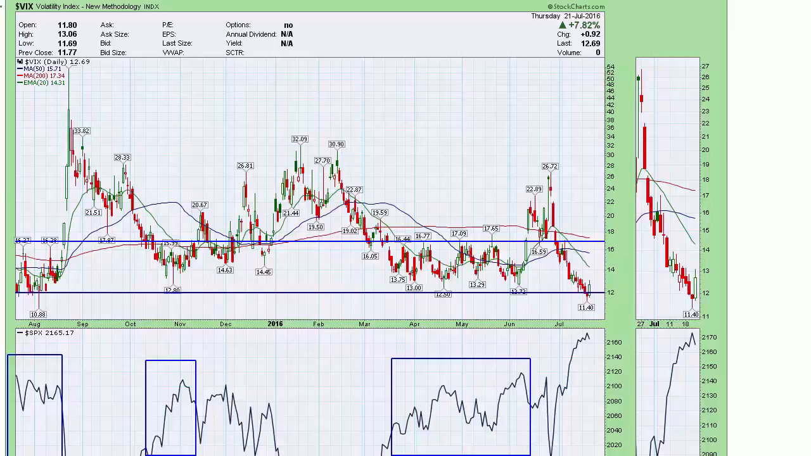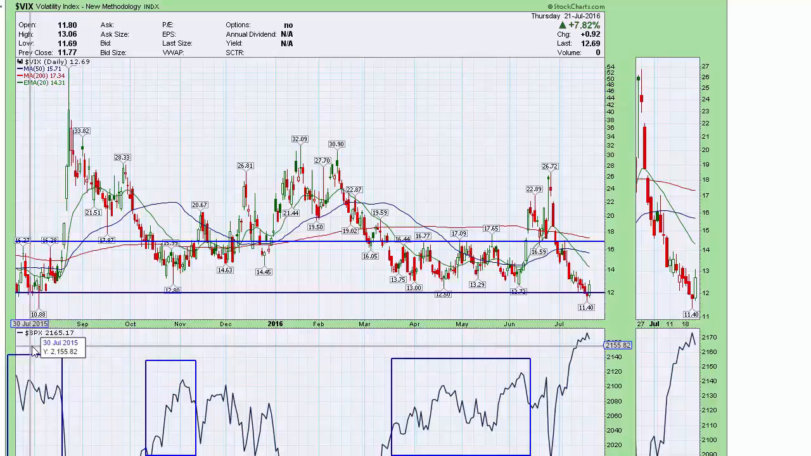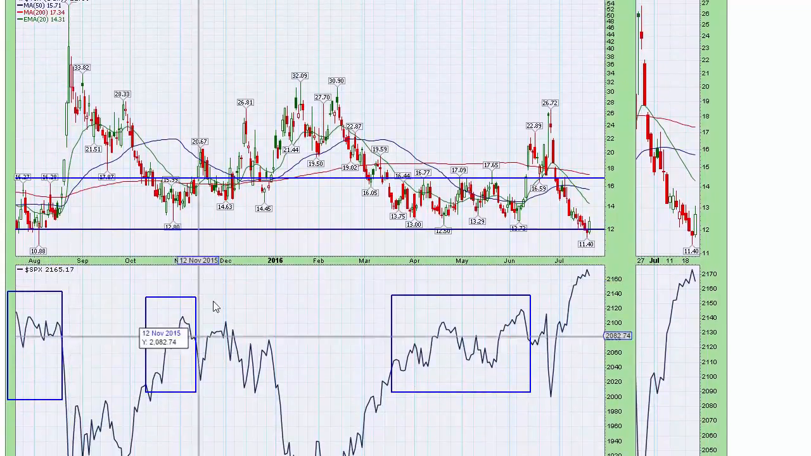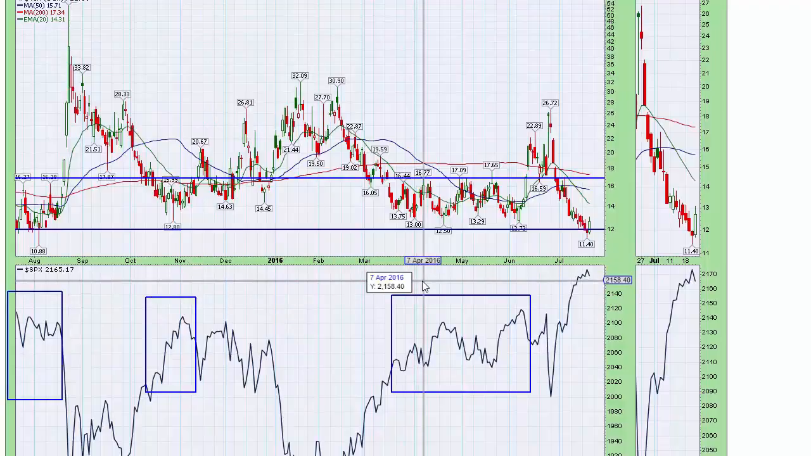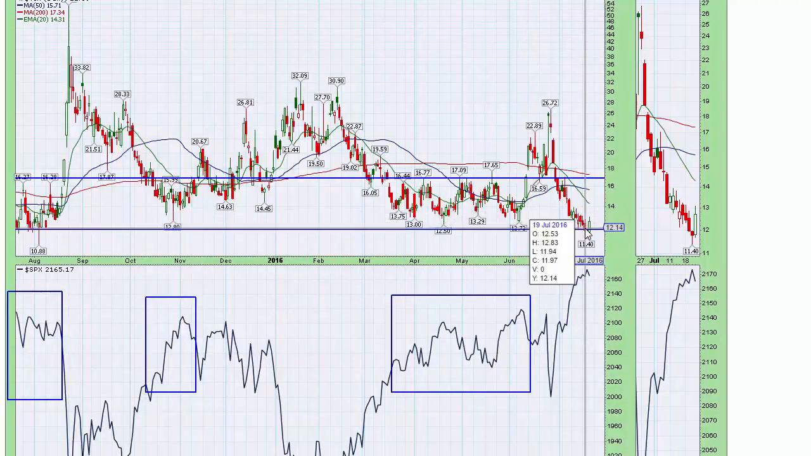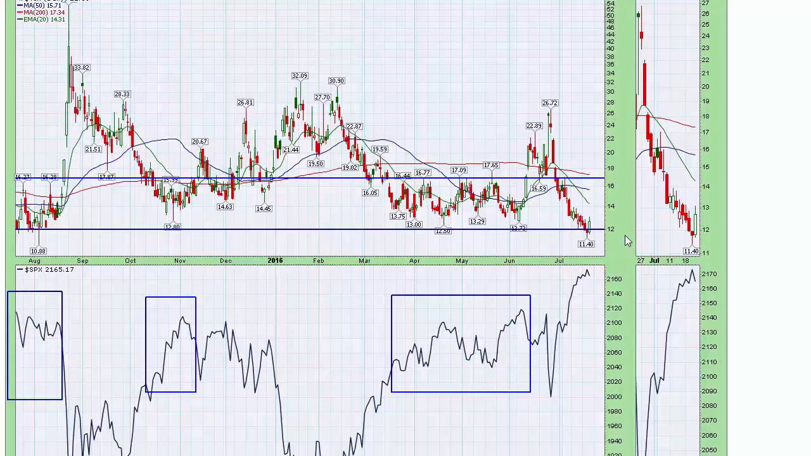Okay, so right now we're looking at a chart of the volatility index, the VIX, plus I have the S&P 500 down here. I'm just going to scroll down a little bit on the chart so you can see it. It is July 21st, 2016 as I record this. I want to point out a couple of very important levels on the volatility index that I have found just by observing that seem to be very critical.